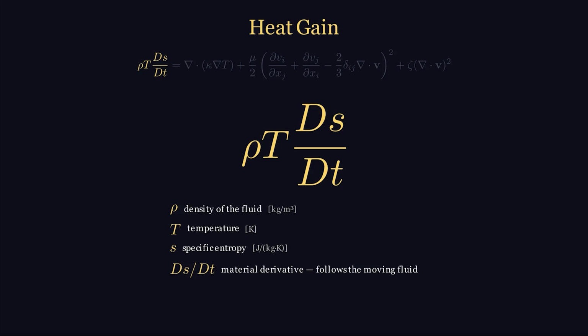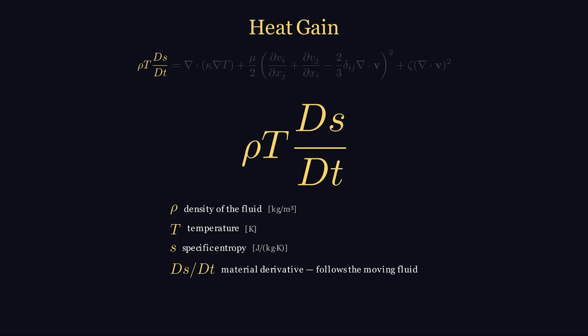S is the specific entropy. This one's a bit more advanced, but think of it as a measure of how disordered or chaotic the thermal energy is within the fluid. Finally, ds over dt is the derivative of the entropy. It's asking, how fast is the entropy changing in a parcel of fluid as it travels through space and time?